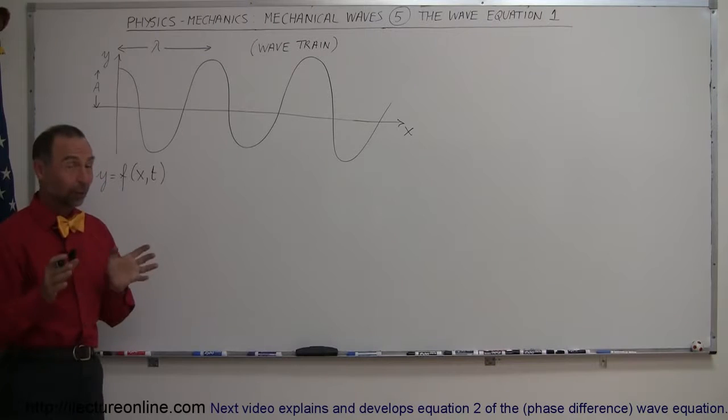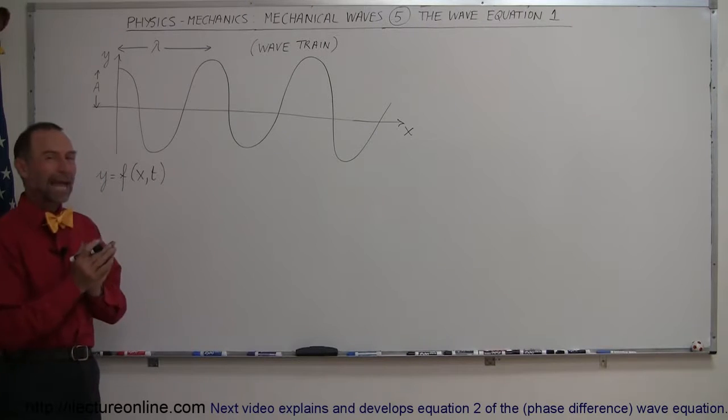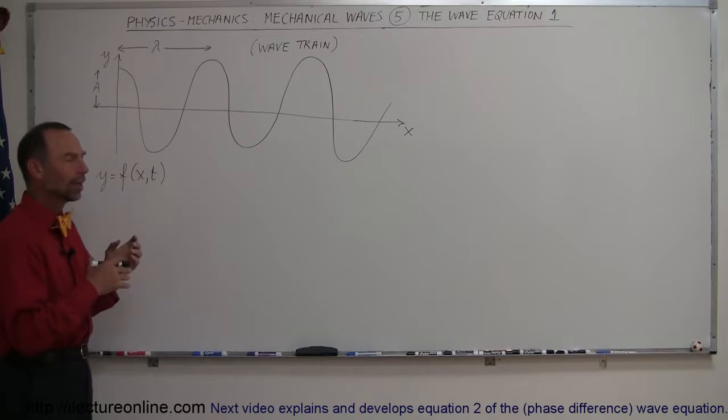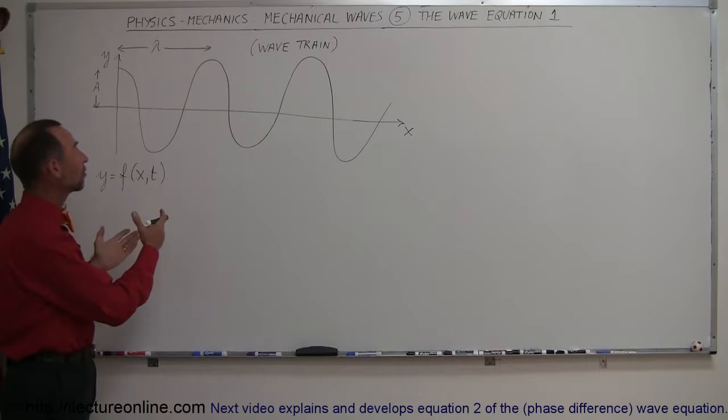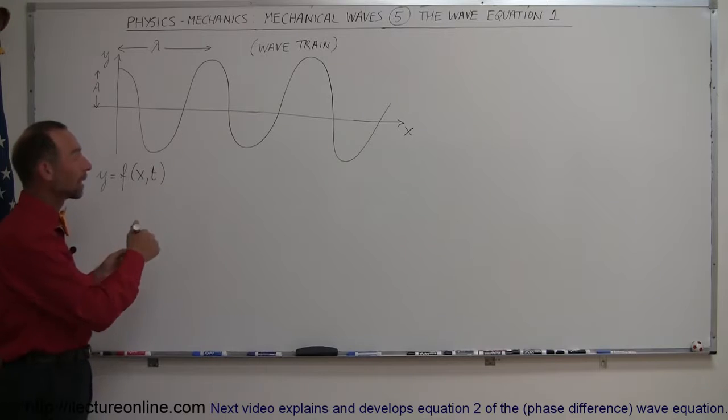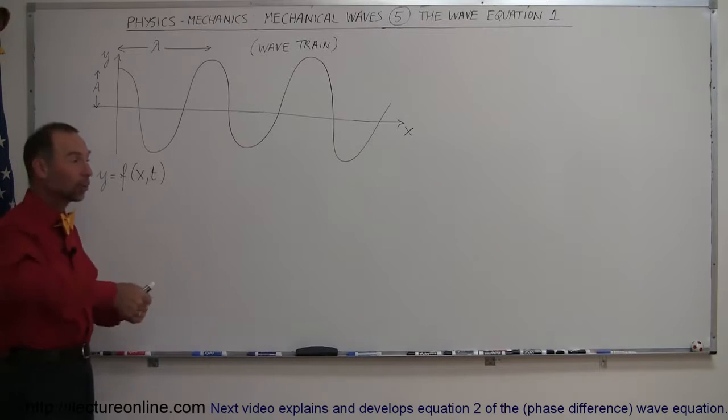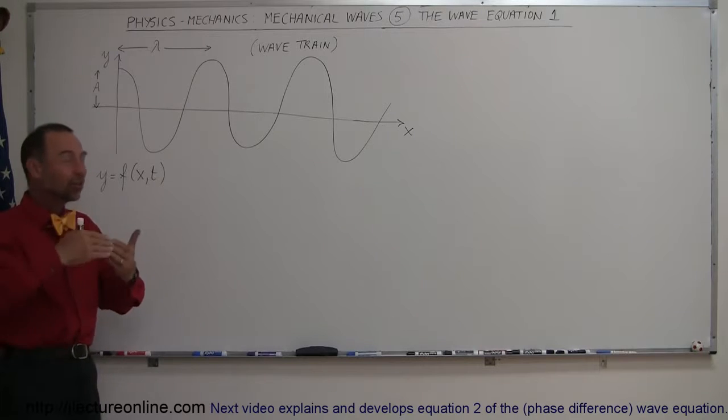The next few videos, starting with this one, we're going to take a closer look at the wave equation. Now there's different forms of the wave equation. Here we're going to look at the wave equation of what we call a wave train. Let's say that we have a string, and on one end we're just continuously moving the string up and down so that we're continually pouring energy into the string.